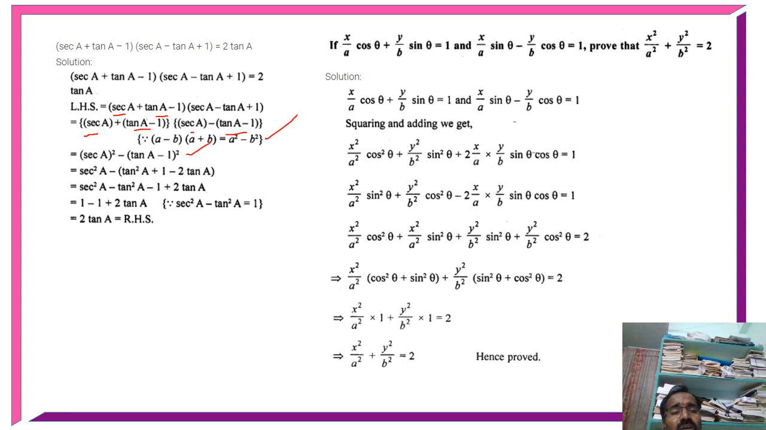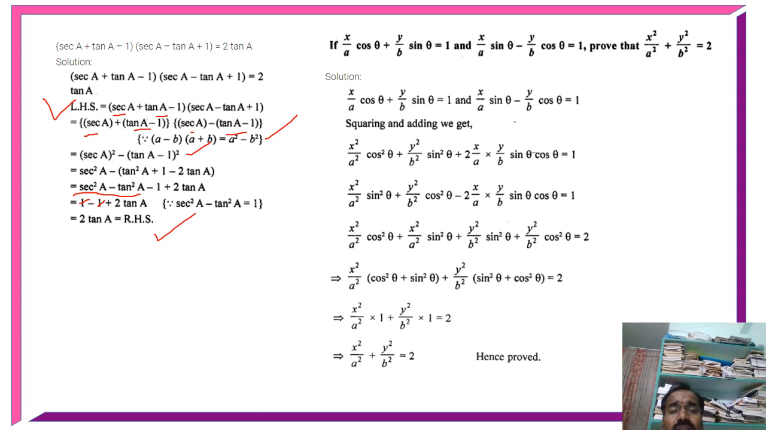It is the expanded form of A minus B whole square. Secant square A minus tan square A plus 1, where 1 square is 1, minus 2 into 1 into tan A, that is 2 tan A. When we multiply by minus, the sign will change. 1 square we already know is 1. So after multiplying with minus symbol, we have secant square A minus tan square A minus 1 plus 2 tan A. We know secant square A minus tan square A is 1, 1 minus 1 get cancelled. 2 tan A is left over, RHS. We took LHS, by using identities we proved RHS.